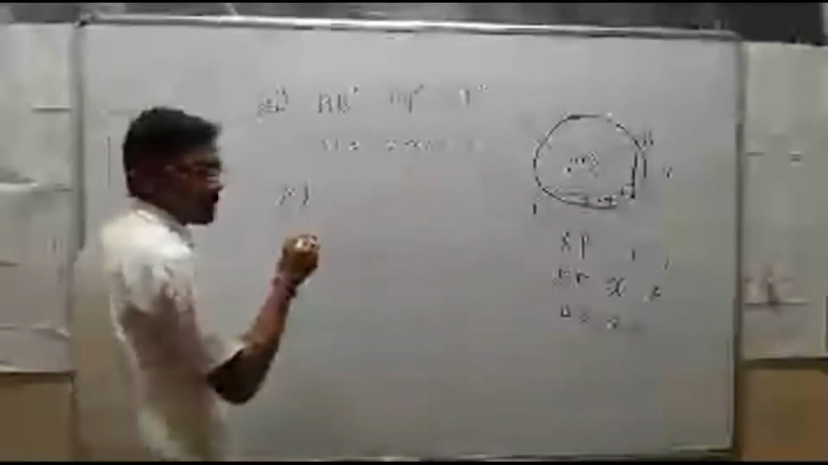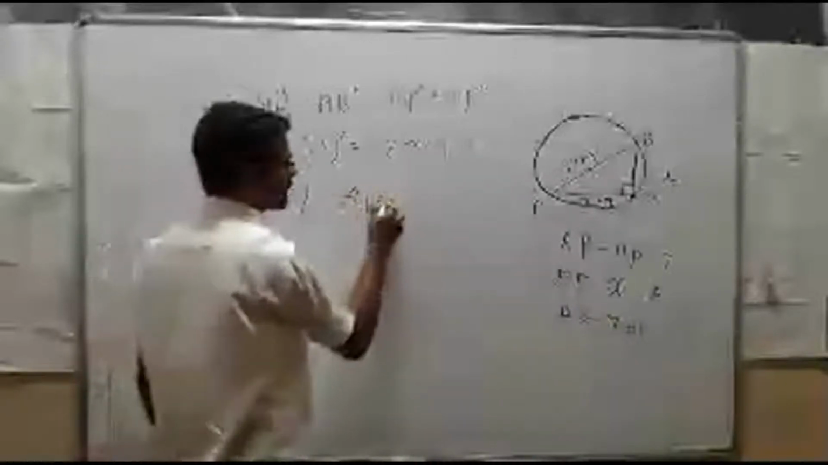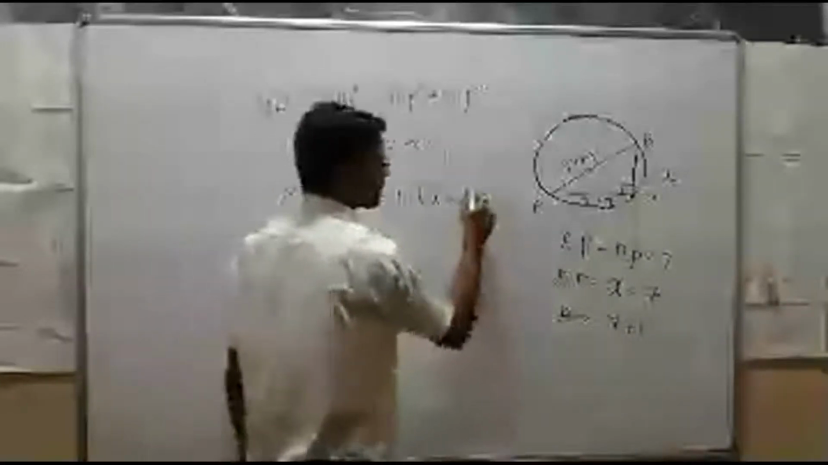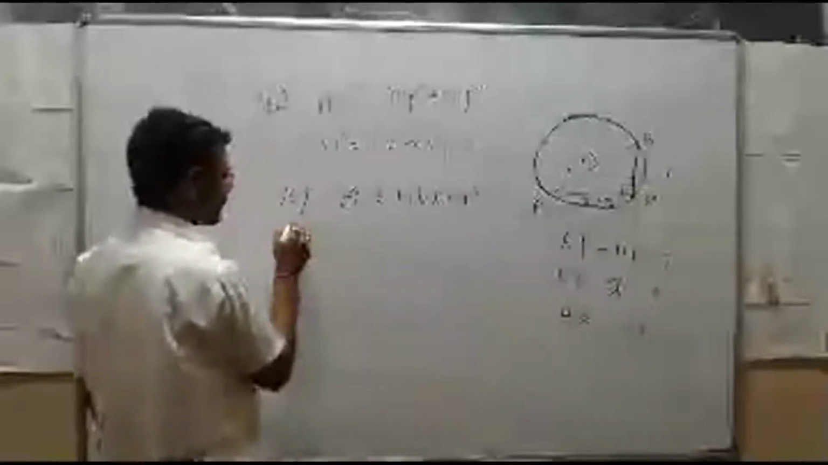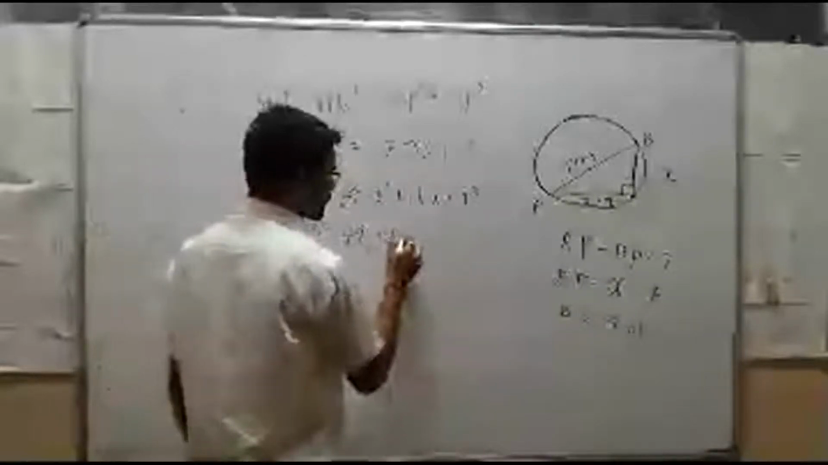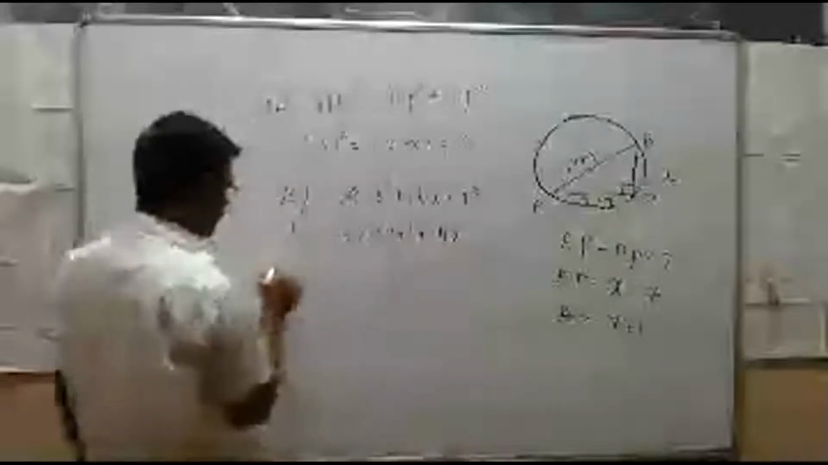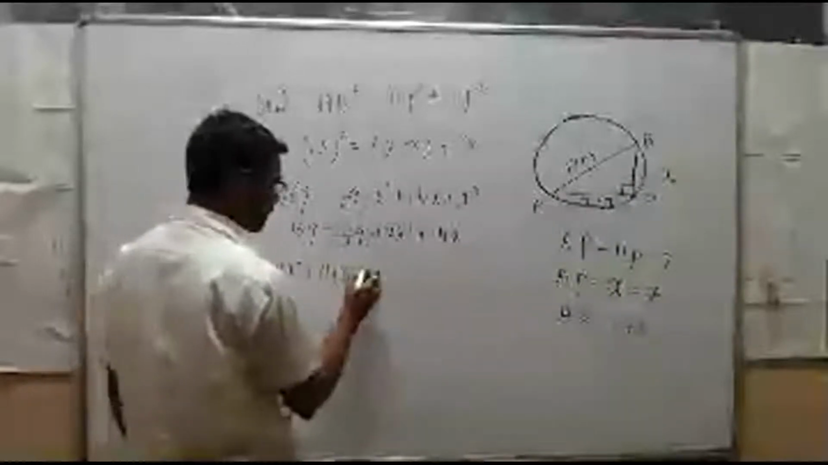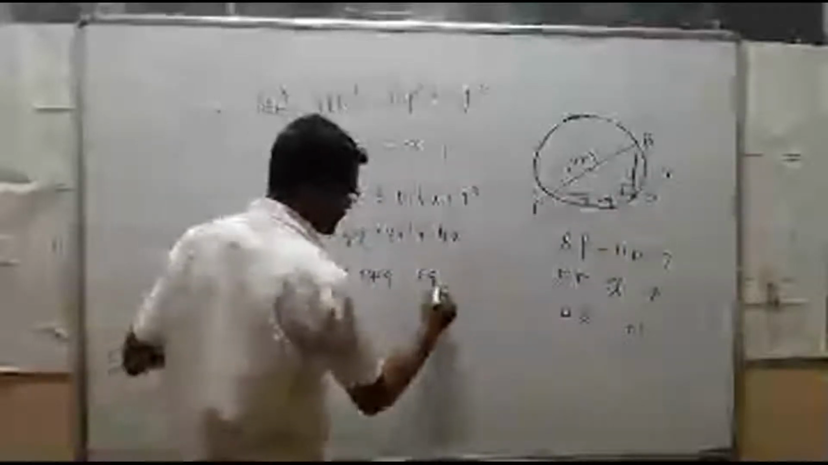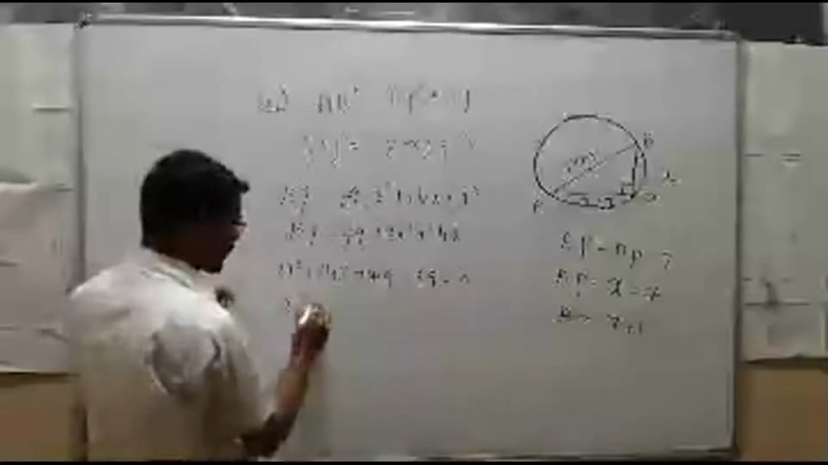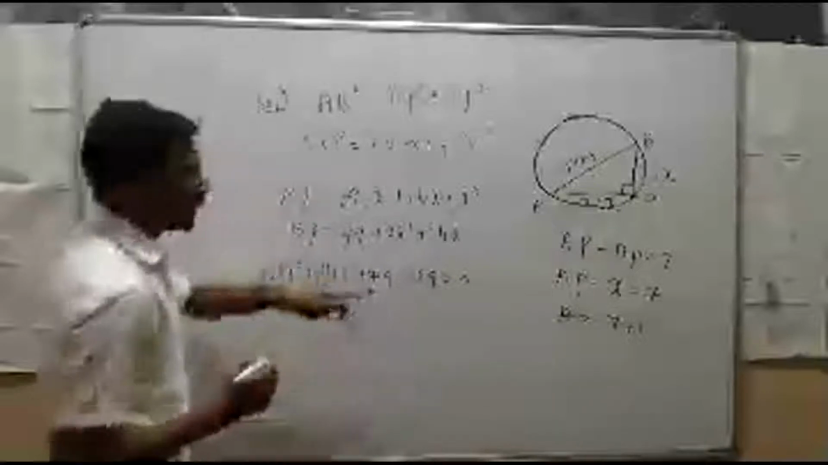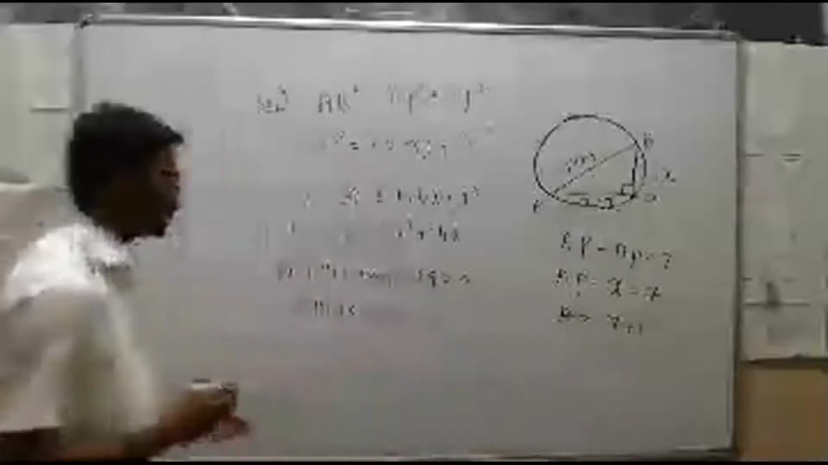Therefore it is in the form of (a plus b) whole square. a square is 49, plus b square is x square, plus 2ab, 2 into 7 is 14x. Therefore 169 is equal to 49 plus x square plus x square, 2x square plus 14x. So 2x square plus 14x plus 49 minus 169 is equal to 0. It is minus 120 is equal to 0.